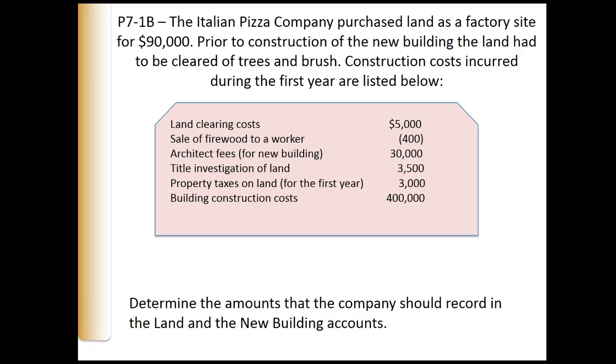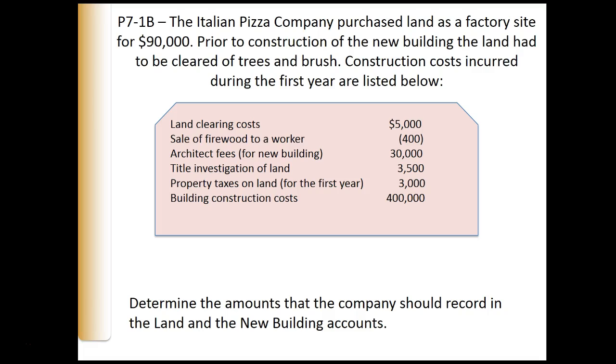So the Italian Pizza Company purchased land as a factory site for $90,000. Prior to construction of the new building, the land had to be cleared of trees and brush. The construction costs incurred during the first year are listed below.